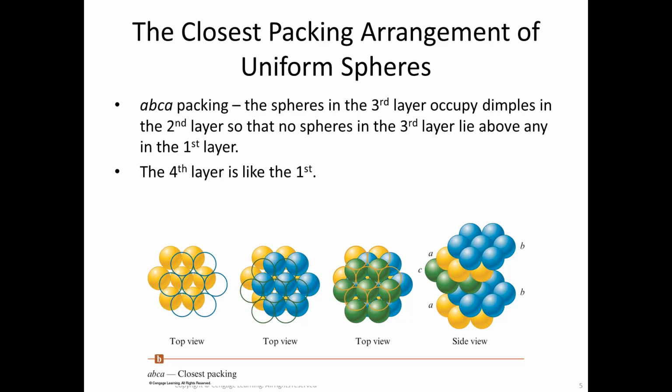We also have an ABC packing, where the spheres in our third layer occupy dimples in the second layer, so that no spheres in the third layer lie above any in the first layer. And then our fourth layer becomes like the first layer. Again, this gives us an ABC type packing.